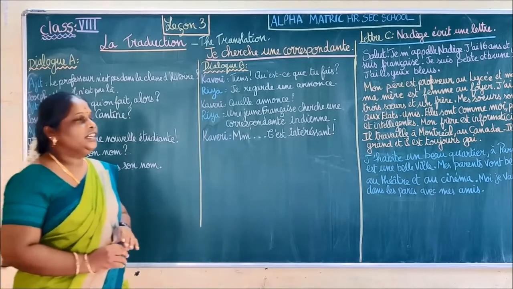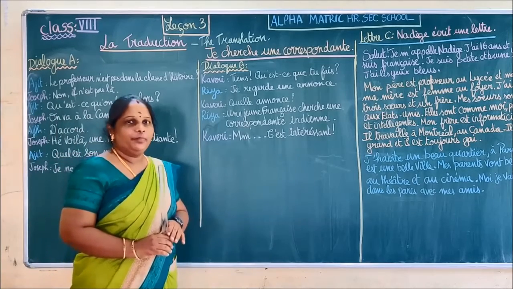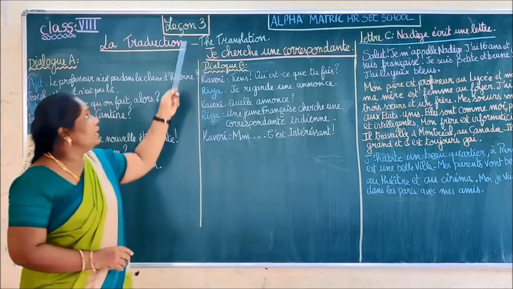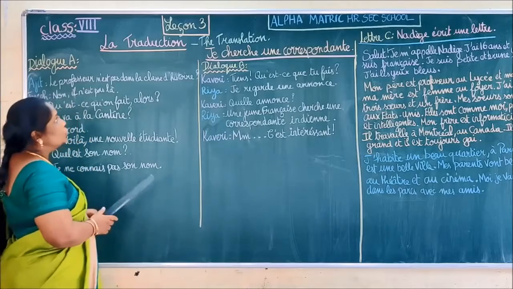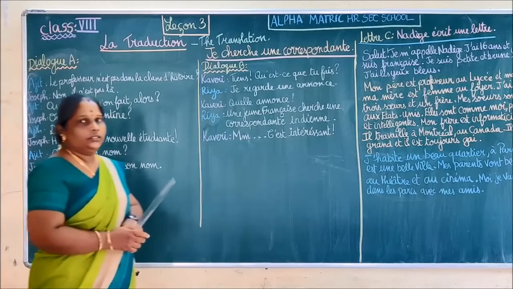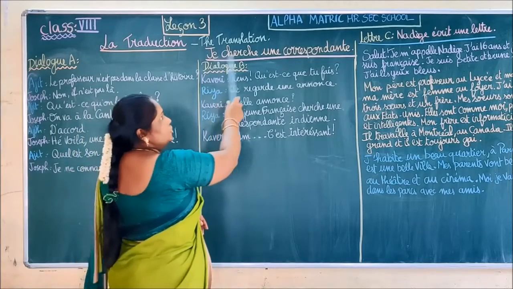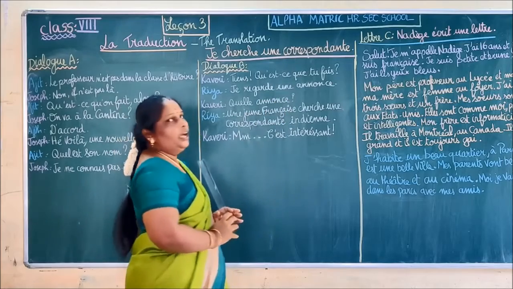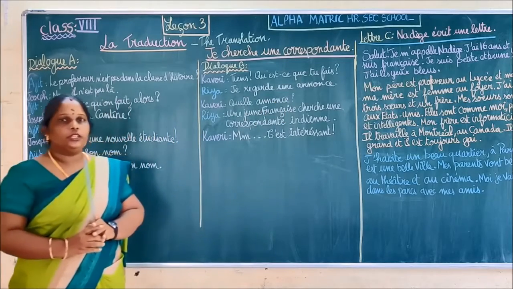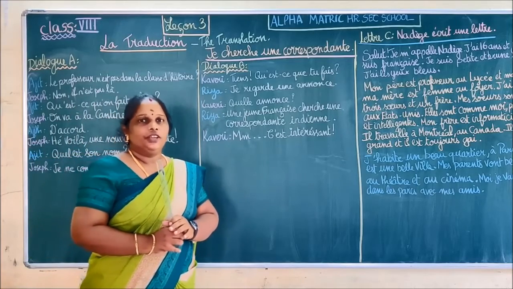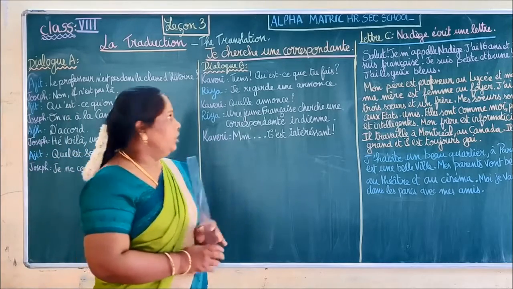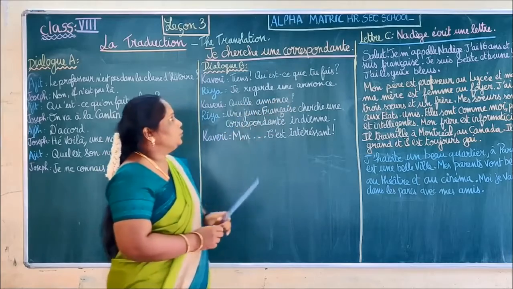Today we are going to see the translation of lesson number 3. Nous allons voir la leçon numéro 3, la traduction de la leçon numéro 3. Le titre de cette leçon est "Je cherche une correspondante." I search for a correspondent means a friend who is abroad. Okay? A friend who is abroad. So, je cherche une correspondante.